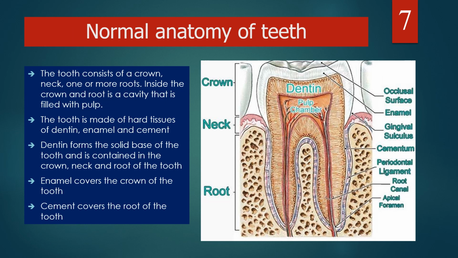Now, let's remind the normal anatomy of teeth. The tooth consists of crown, neck, and one or more roots. Inside the crown and root is a cavity that is filled with pulp. The tooth is made of hard tissues: dentin, enamel, and cement. Dentin forms the solid base of the tooth and is contained in the crown, neck, and root of the tooth. Enamel covers the crown of the tooth. Cement covers the root of the tooth.